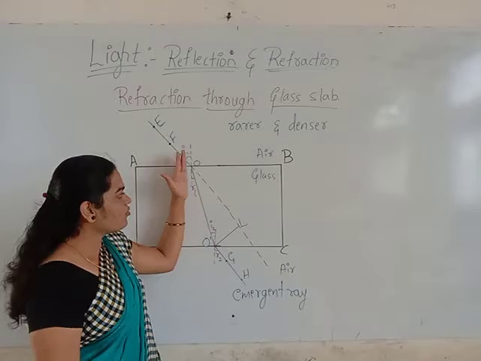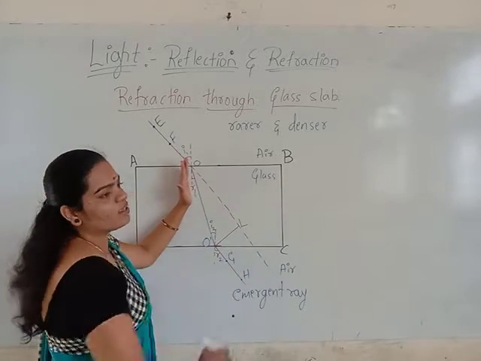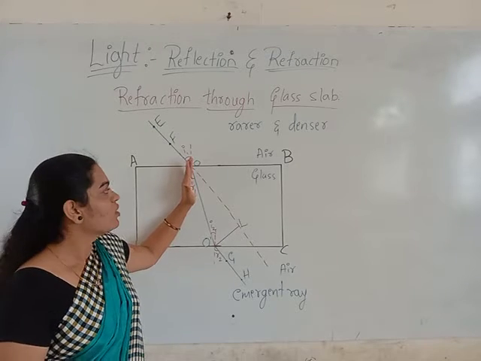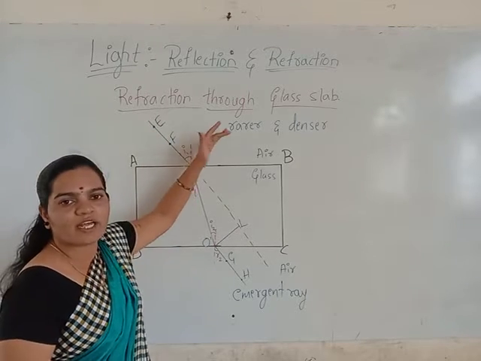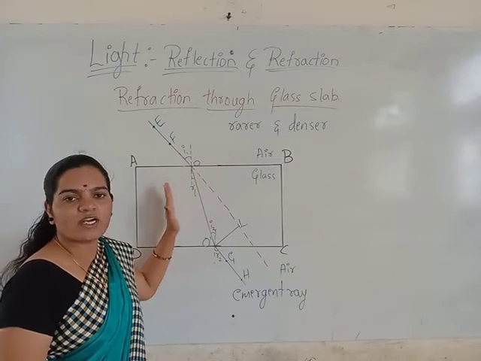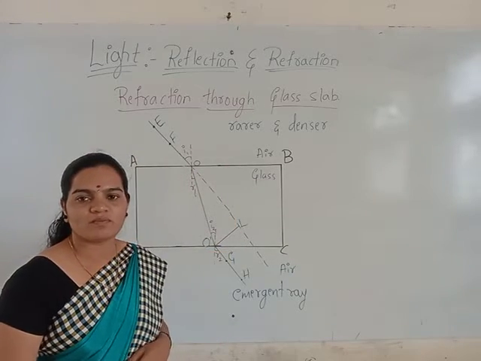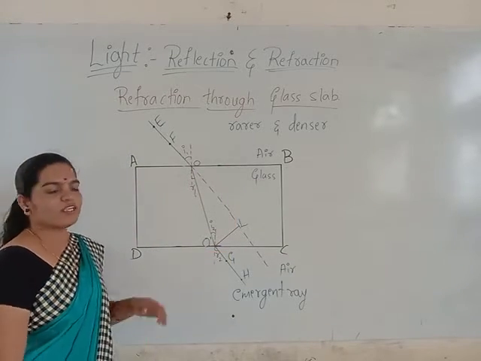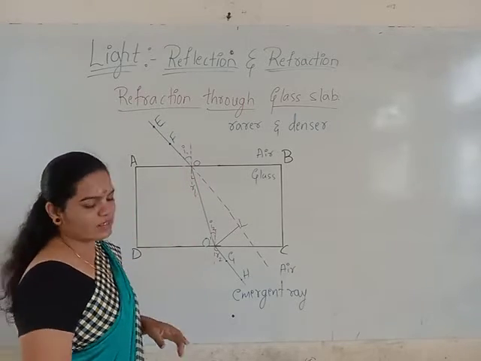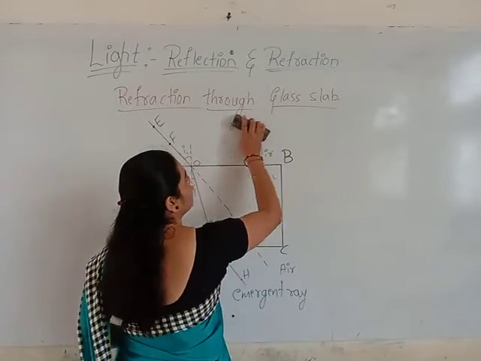So tell me, if this is the normal, and this is the ray where it was supposed to go in a straight path, the ray which enters from the rarer medium to the denser medium, either it moves towards the normal or it moves away from the normal. Here what is happening, it is moving towards the normal. Yes, so remember this thing, it is very important for the exam point of view.